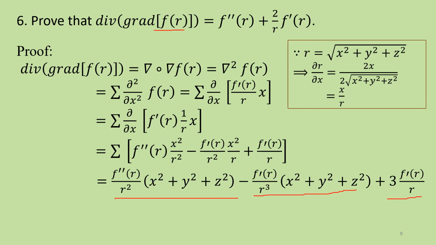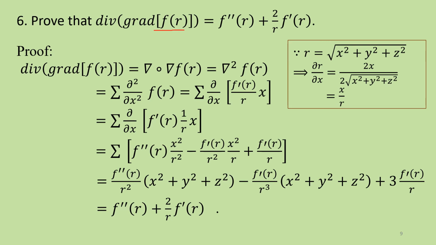Now all of you know r is equal to square root of x square plus y square plus z square, magnitude of vector r. So r square is x square plus y square plus z square. So this we can replace as r square, which simplifies: r square by r square gets cancelled, we'll get f double dash of r. And here also this is r square, which cancels with denominator r cube, leaves r, f dash of r by r with minus sign. So minus f dash of r by r plus 3 times f dash of r by r. So 3 minus 1, 2 times f dash of r by r. So that is the expected answer here.